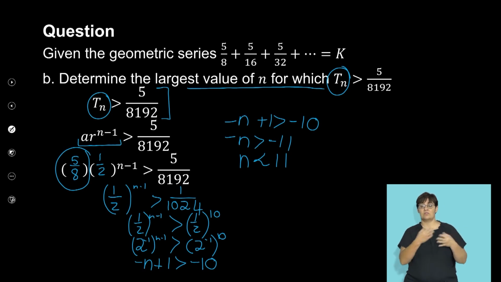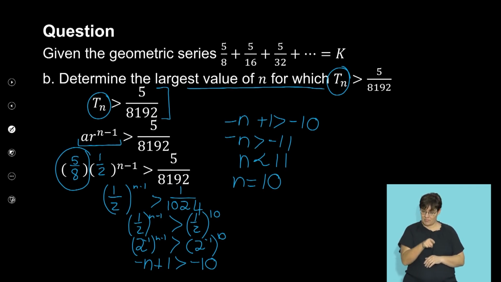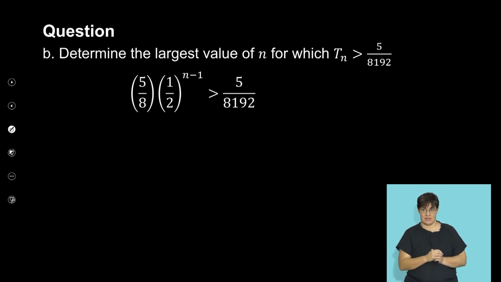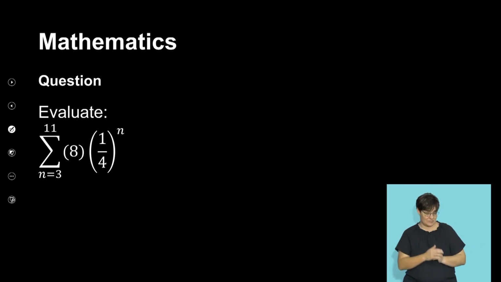So the largest value for n for which Tn is greater than 5 over 8192 would have to be 10 because 10 is 1 less than 11. So the 10th term will be the largest value of n for which Tn is greater than 5 over 8192. Great, let's move to the next example. This is the same slide, moving on to the next example.